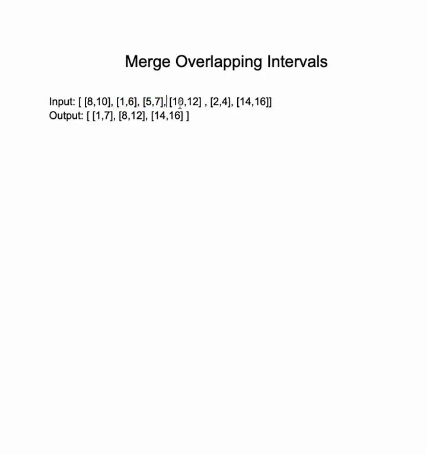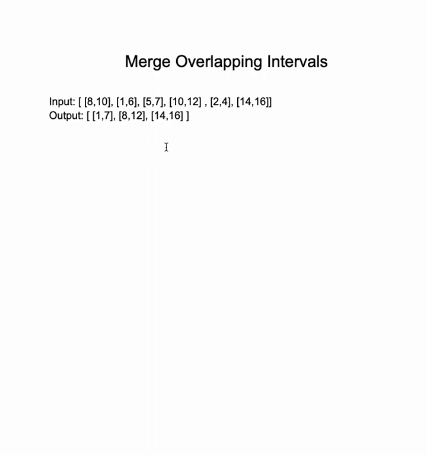Similarly, consider the interval 10 comma 12. The starting time of the interval is 10. It comes in between 8 comma 10, inclusive of both 8 and 10. So it is an overlapping interval. So we need to merge all these overlapping intervals and return the output.